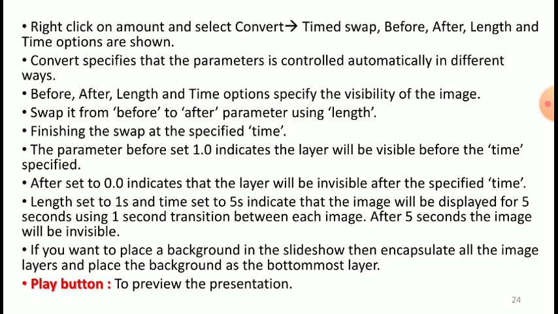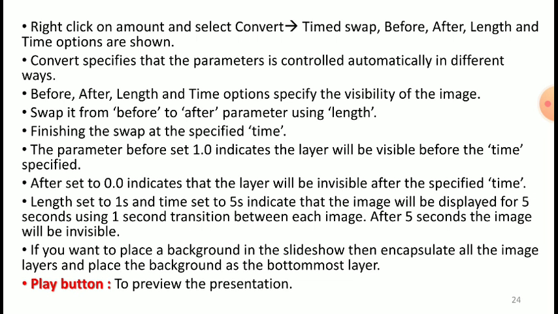Next, right click on amount and select convert and time swap. Before, after, length and time options are shown. Convert specifies that the parameter is controlled automatically in different ways. Before, after, length and time options specify the visibility of the image. It swaps from the before to the after parameter using length, finishing the swap at the specified time.